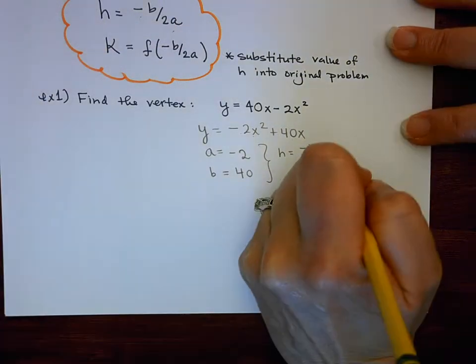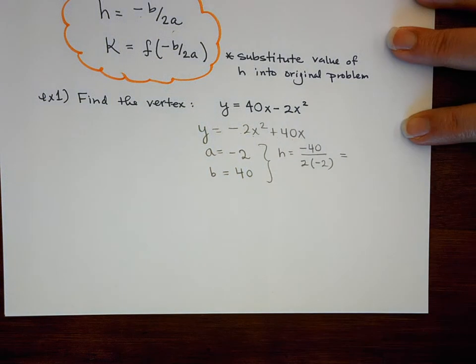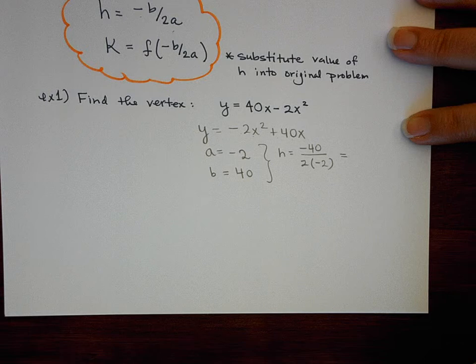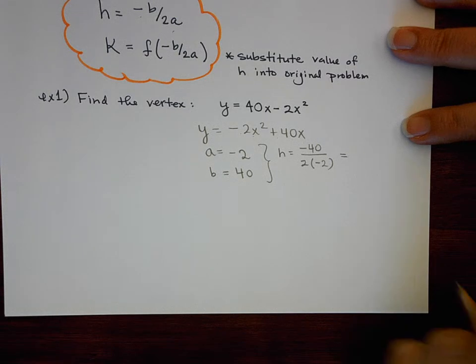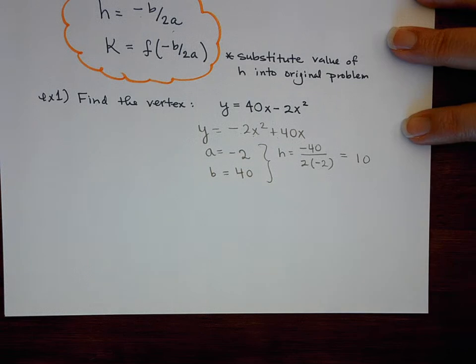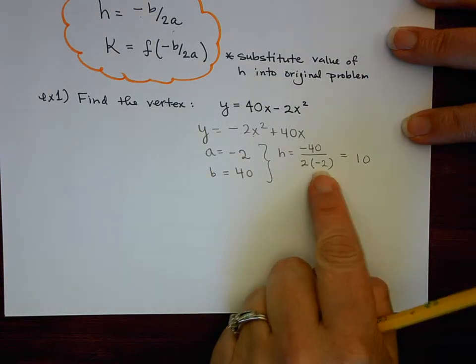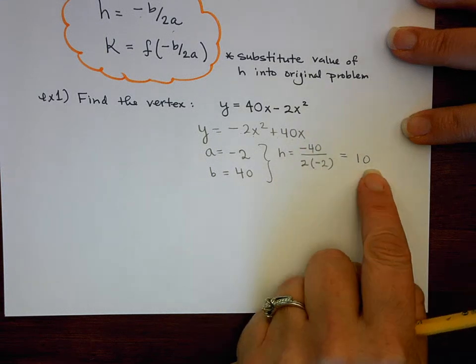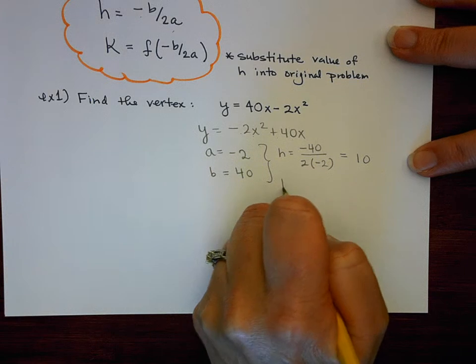And so what is that going to give me? Oh, that would be negative 4. I mean, for the whole answer. It would just be 10. Okay, good. Okay. So 2 times negative 2 is negative 4. The negatives will cancel, right? And then 40 divided by 4 is 10. Okay, so there's my h value.